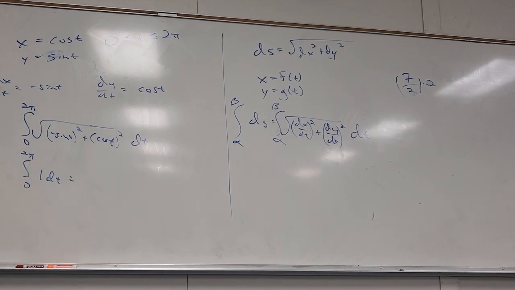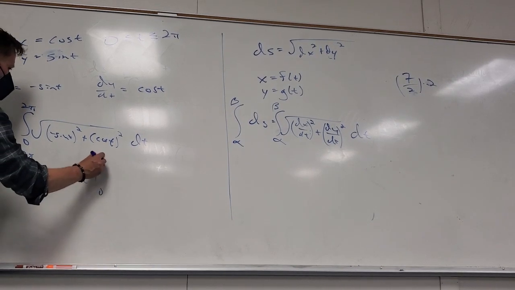What's the integral at, huh? Is this negative sine squared? It is. So of course it's positive sine squared, because the negative is squared, right? Okay. What's the integral of 1? dt. What's the integral of 1? t. From 0 to 2 pi, so you get 2 pi.